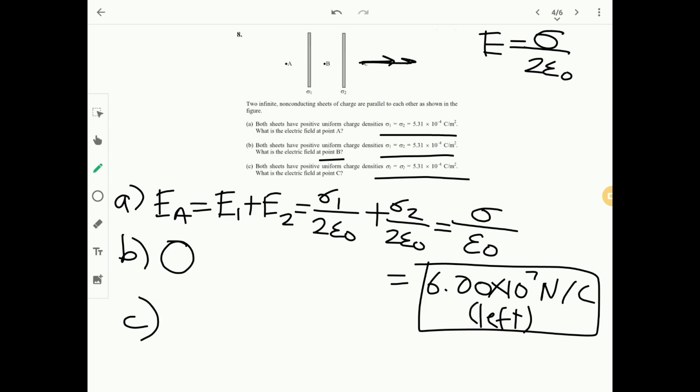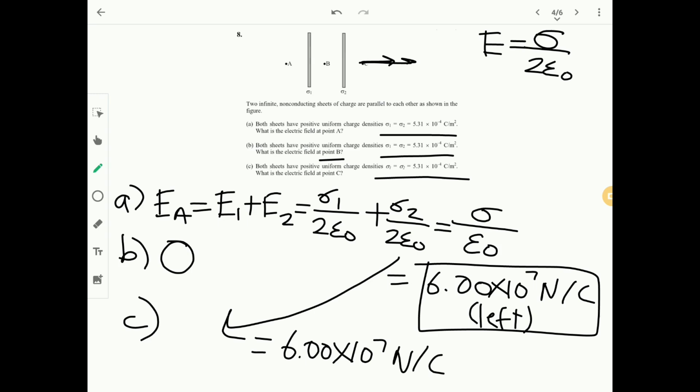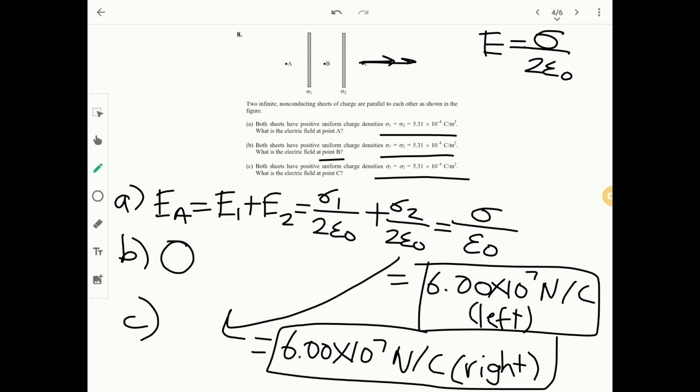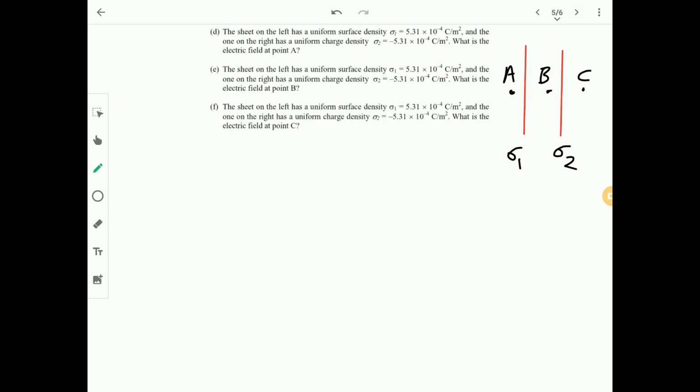DEF, sigma 1 is positive and sigma 2 is negative, but they have the same magnitude. Let's look at part D. Now in part D, we know that we're looking at point A. Since sigma 1 is positive, it points away yet again. But since sigma 2 is negative, the electric field points towards it. So it's like this, it points towards it. Since they both cancel out, 0.